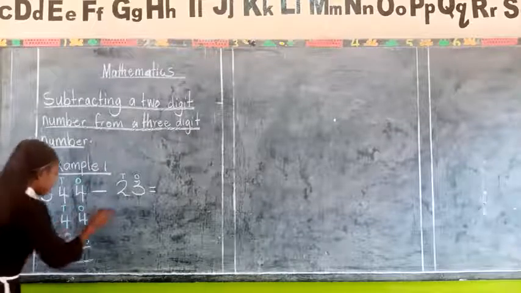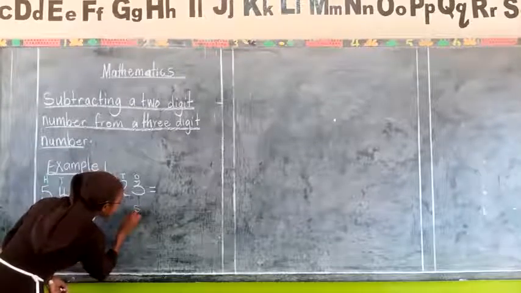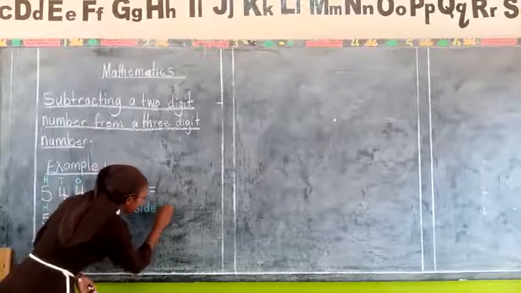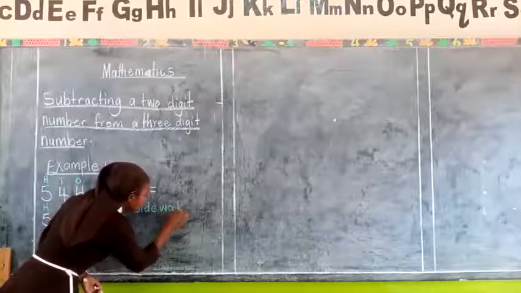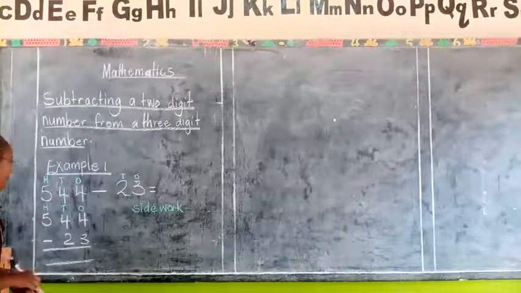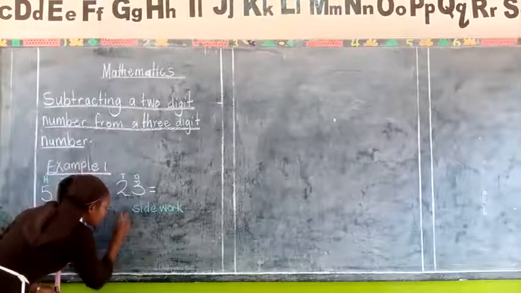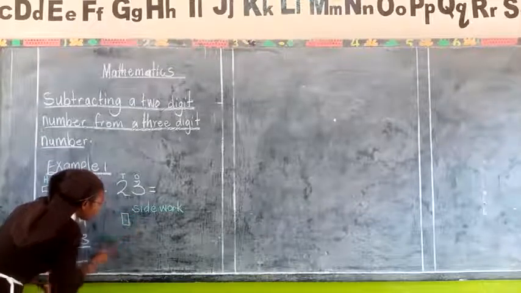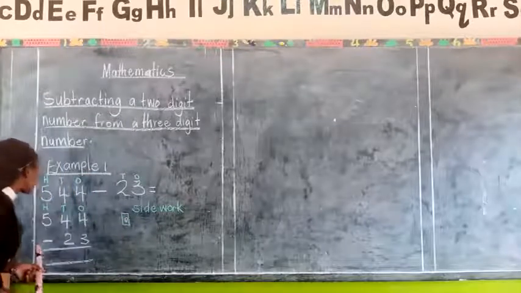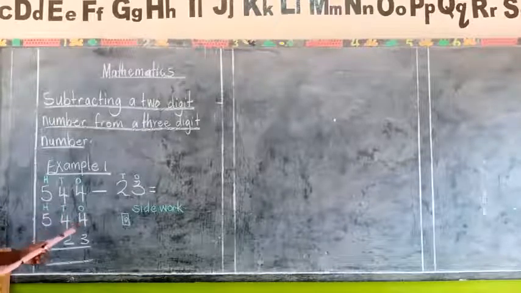Our next task is to subtract, but before we subtract, we have to write our side work. This is where we are going to show our working from. In our side work, we shall begin with the ones. Whenever we are subtracting, we are supposed to begin with the ones place value, not the tens, not the hundreds.